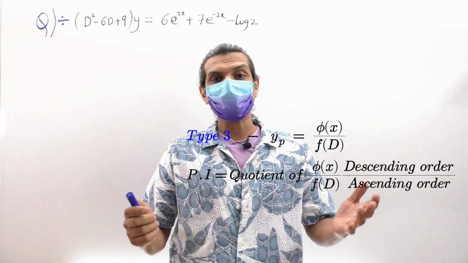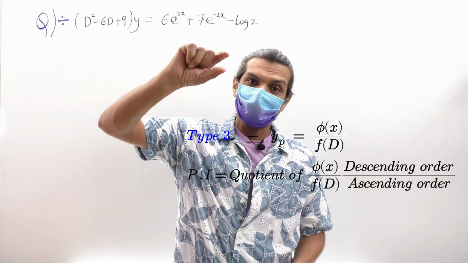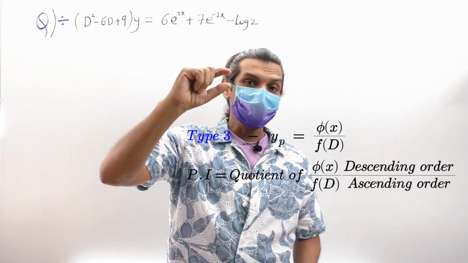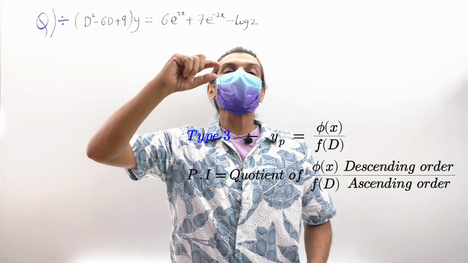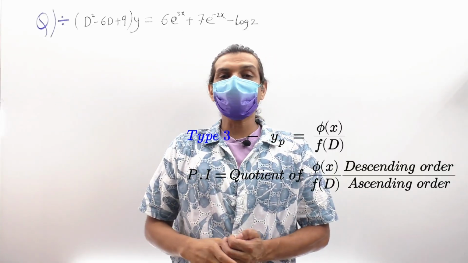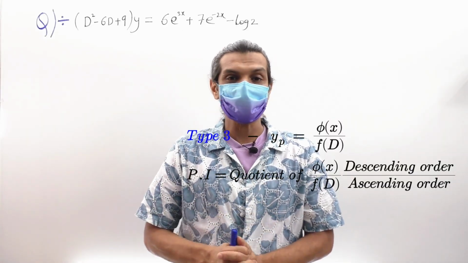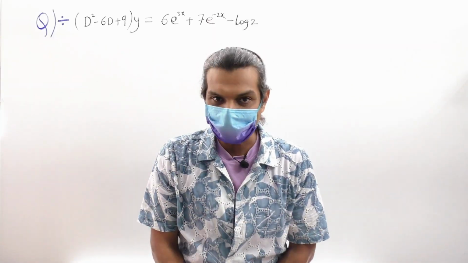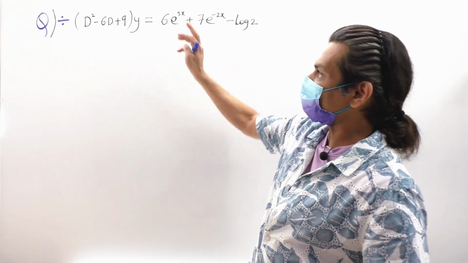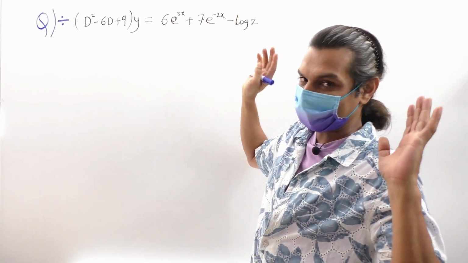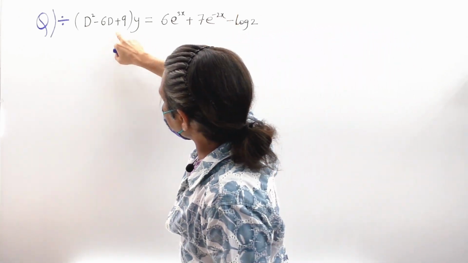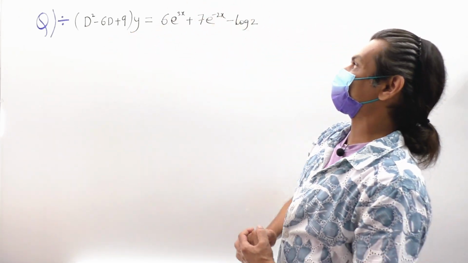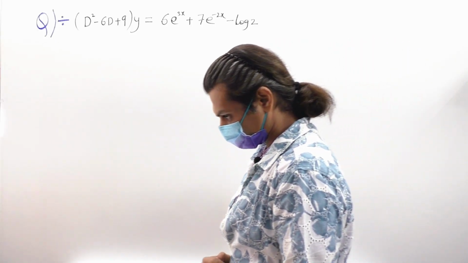The solution is nothing but the quotient of 1 upon f of D, with the numerator in descending order and the denominator in ascending order. We use a long division method to solve this problem easily. So we will be encountering all those methods here while solving these problems. So the first problem is here. Again I repeat, (D square minus 6D plus 9) y is equal to 6 e raised to 3x plus 7 e raised to minus 2x minus log 2.